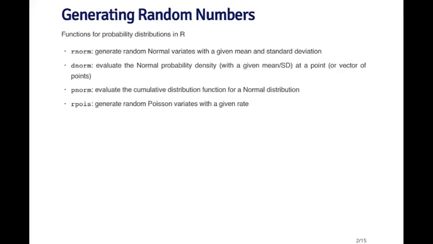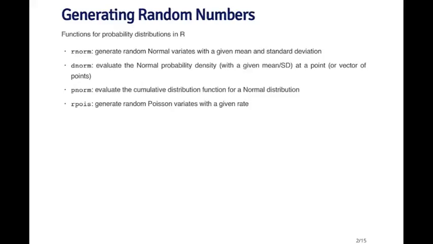There are a couple of functions that are available for simulating numbers or variables from given probability distributions, probably the most important of which is the normal distribution. We can generate variates from the normal distribution by specifying a mean and a standard deviation for that distribution, and then calling the rnorm function. The rnorm function will simulate normal random variables from a distribution that has a given mean and standard deviation.